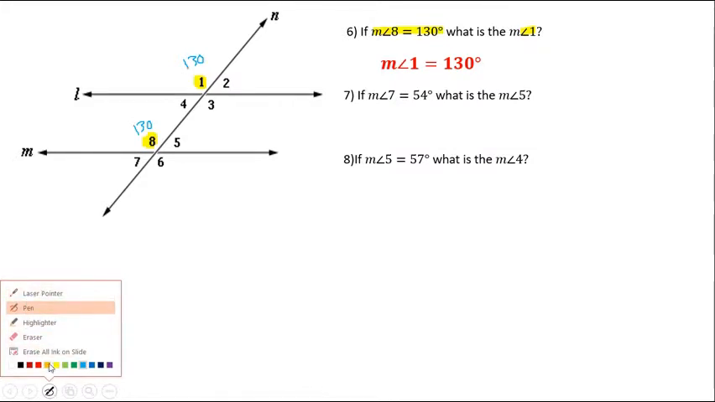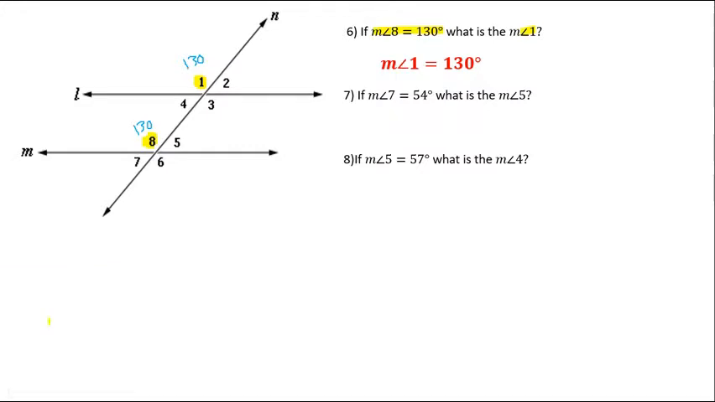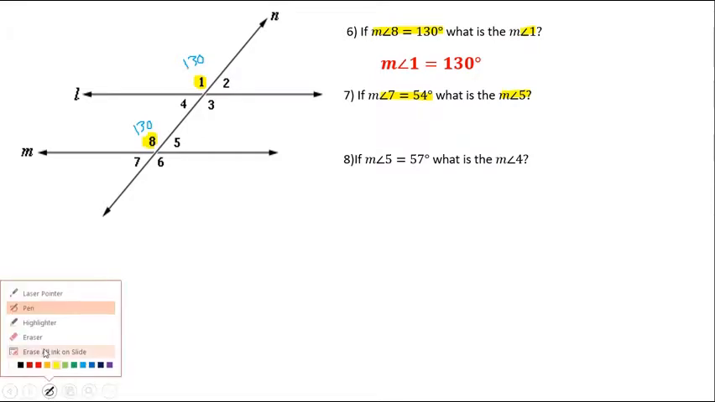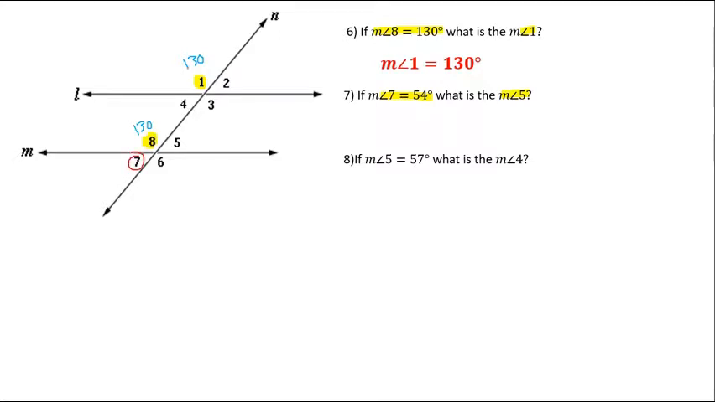Okay, so next question, I tell you if angle 7 is 54, what is the measure of angle 5? So in this one, I tell you 7 is 54. So angle 7 here is 54. Okay, what does angle 5 measure? So remember 7 and 5 are congruent to each other. So that means that 5 is also 54 degrees.